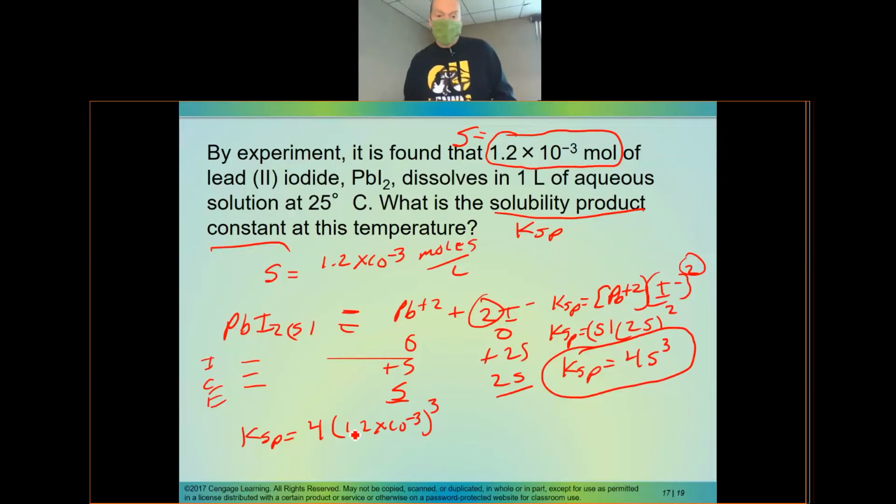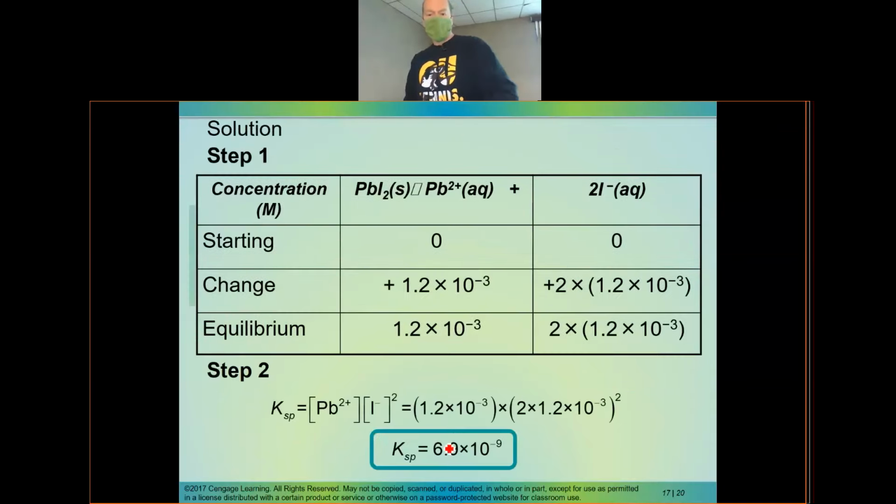Yeah, I don't know what that is. We'll go with 1.6, and then we'll multiply that by 4 for 6.2 times 10 to the minus 9. Well, we're going to get the right answer, 6.9 times 10 to the minus 9. So anyway, you multiply by 4, raise to the third.